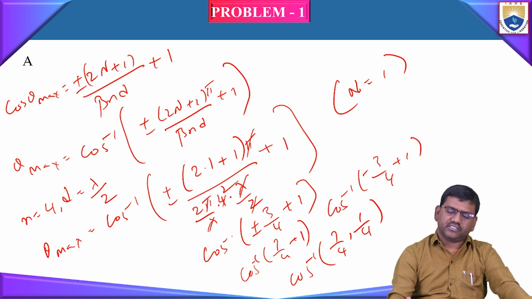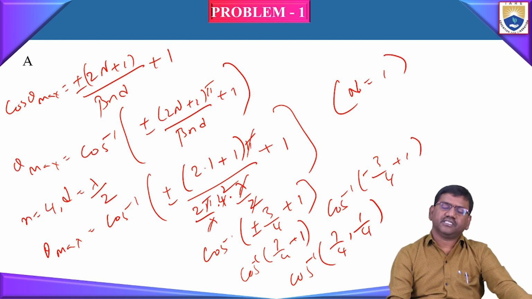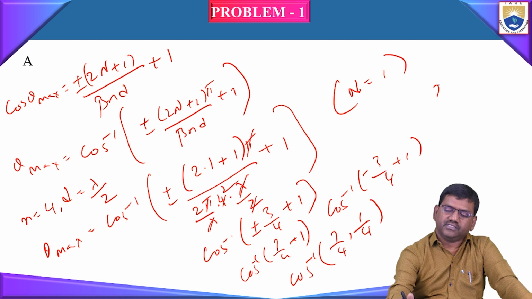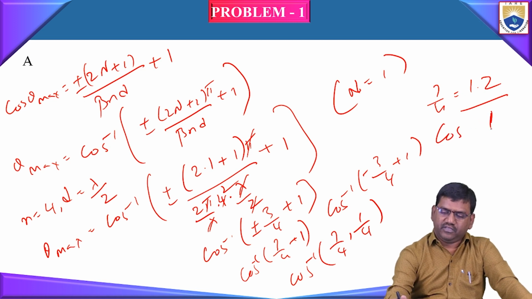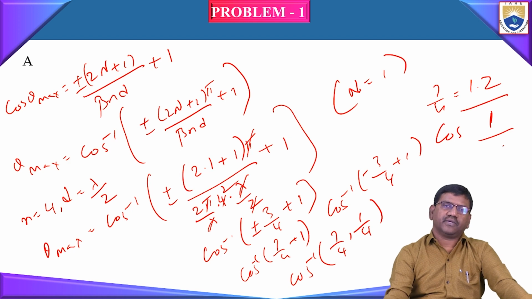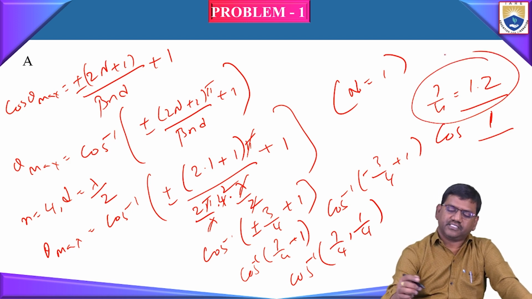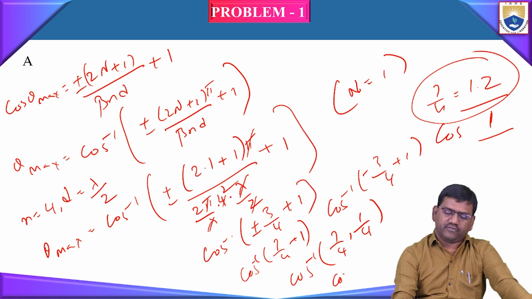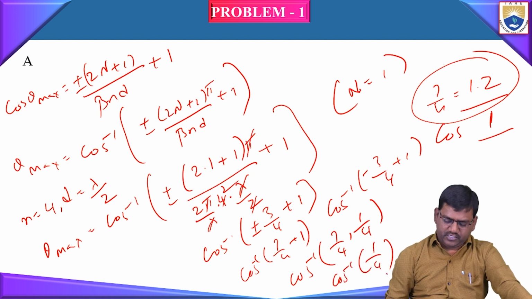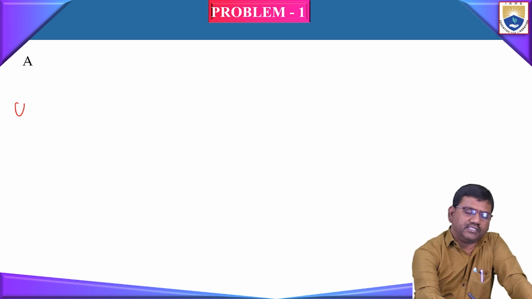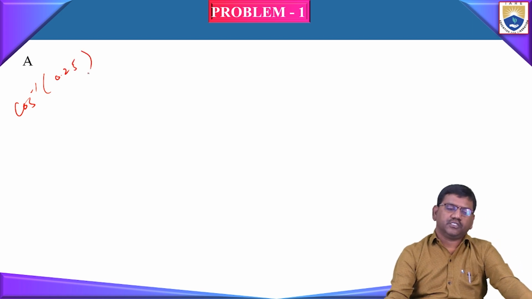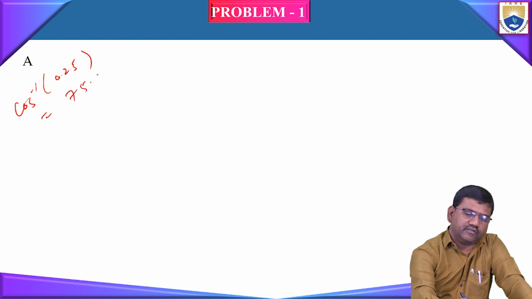So 7/4 will not exist. Why? Because the maximum value of the cos function is 1. So 7/4 is equal to 1.75, but the cos function's maximum value is only 1. It is never greater than 1. Hence 7/4 will not exist here. Hence we are going to consider only the value of cos inverse of 1/4. So that is cos inverse of 0.25, since 1/4 is nothing but 0.25. If you simplify this, you will get 75.5 degrees.